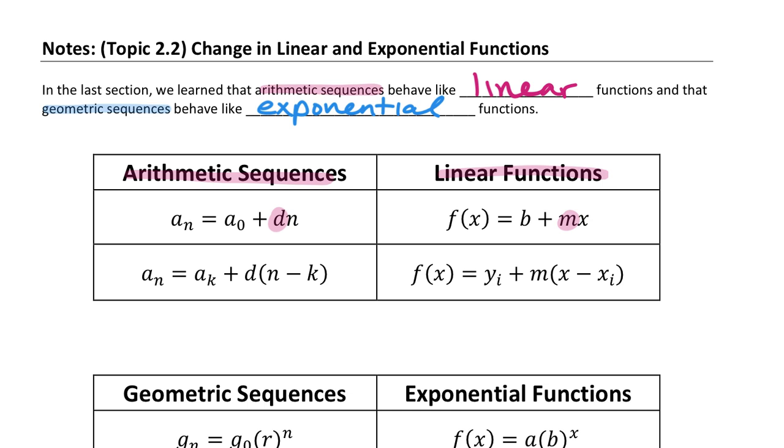So again, the important thing to point out here is that you still have a slope and a common difference that are the average rate of change that is constant for these functions. But then you have a coordinate point, x comma y, or k comma a sub k, that you can plug into the formula. This is what we did last class, but now we're just applying it to linear functions instead of sequences.